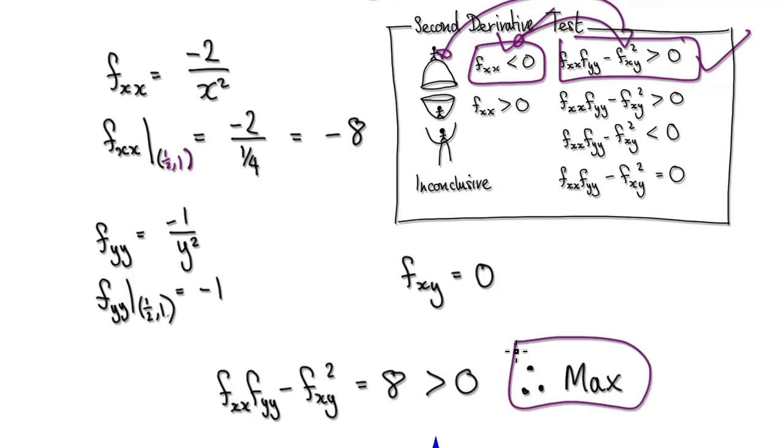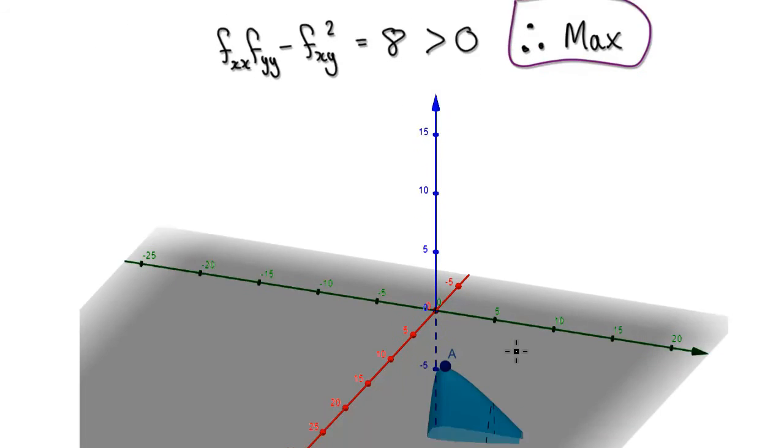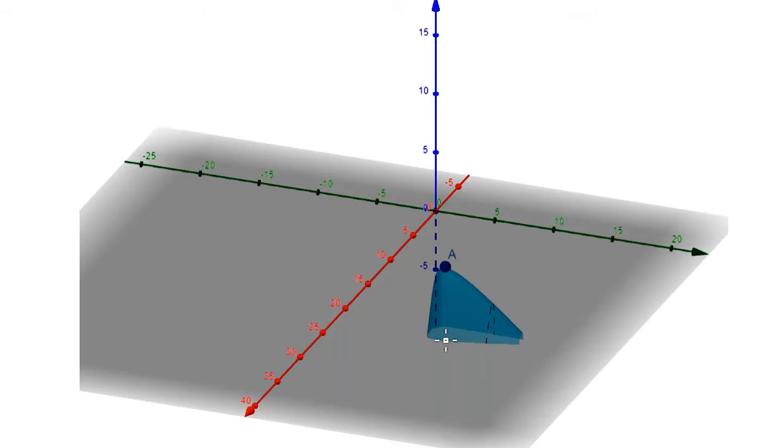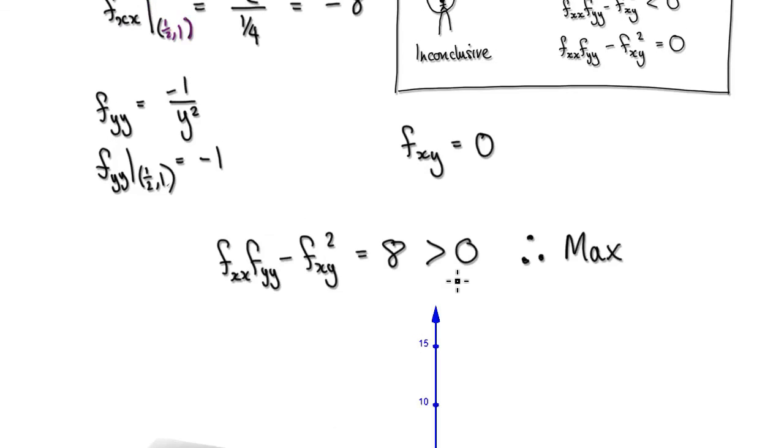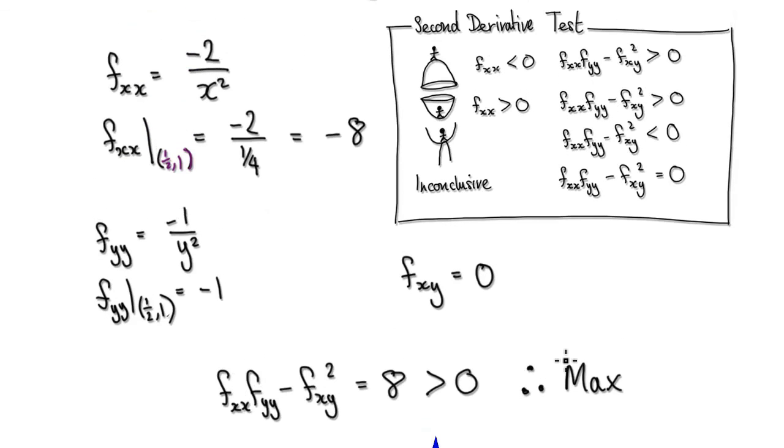Okay, so if you jump to a 3D graph plotter, punch in your surface, and then look at the point (a half, 1), and if you want to know the height, put a half and 1 into the function, and it will give you the height, whatever it may be. But you can clearly see from the diagram that it is a max, which is what we worked out here. It's a max. Okay.